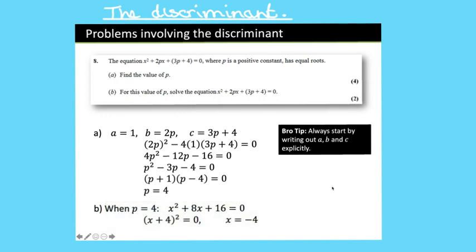For part B, we know that p equals 4. That gives us the equation x squared plus 8x plus 16 equals 0. Factorize to give a perfect square. x plus 4 all squared is 0, so x is equal to negative 4.